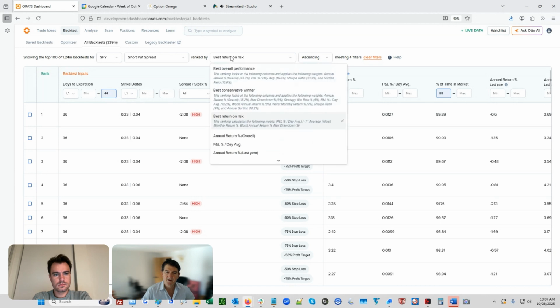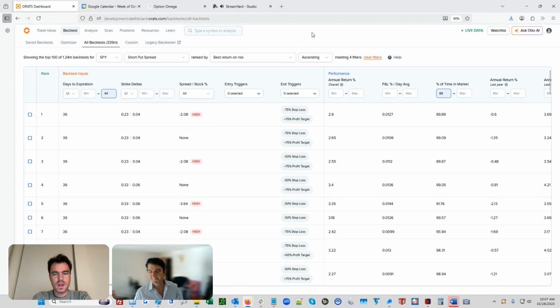And that's why we have this kind of return on risk. It tells you how we calculate those. Yeah, that's one of the things I love about this tool, that you can quickly compare and rank different backtests by the different metrics like max drawdown. Those metrics are very important.